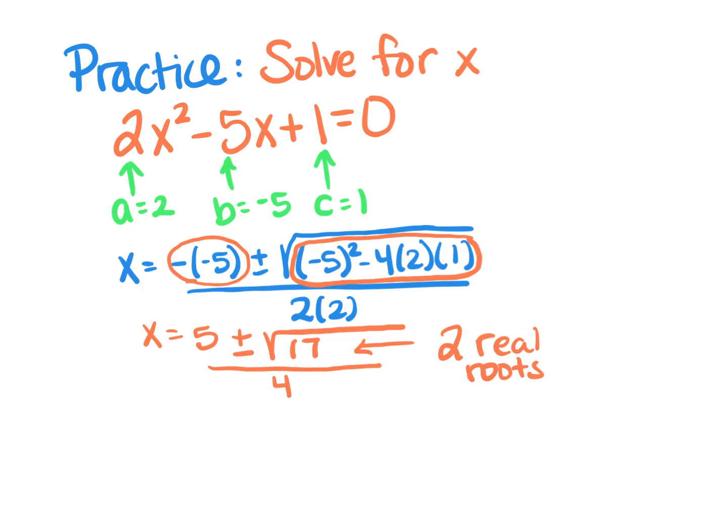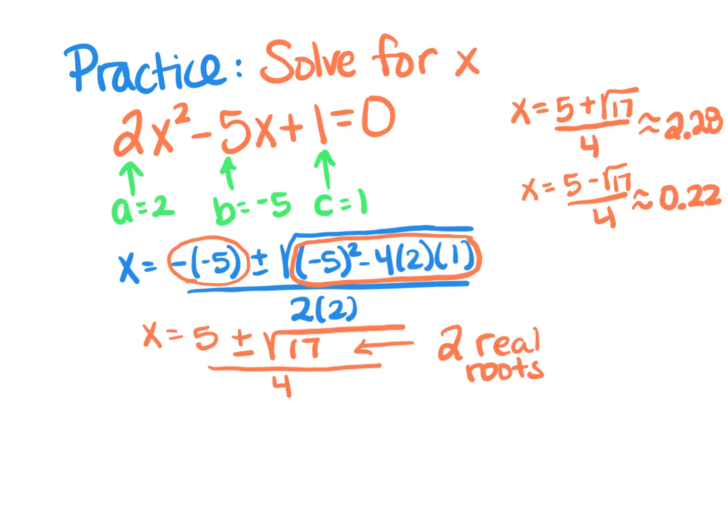I'm going to give you some time to plug these into your calculator, and you can go ahead and round to 2 decimal places. So you're going to have 5 plus the square root of 17 divided by 4. And then you're going to try 5 minus the square root of 17 divided by 4. Again, round to 2 decimal places. And there are 2 real roots.